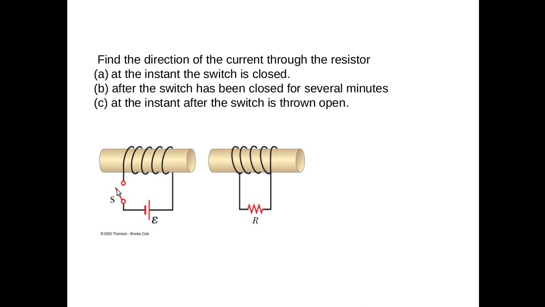The instant we close this switch, there's a current going through like this. So what I need to know is the direction of the change in the magnetic field in this coil, because this delta B from this coil is going to cause an induced magnetic field in this coil. So let's use our right hand rule, and we are going to grab onto this coil, but we have to curl our fingers in the direction of the current.